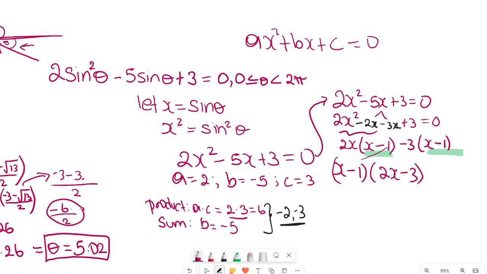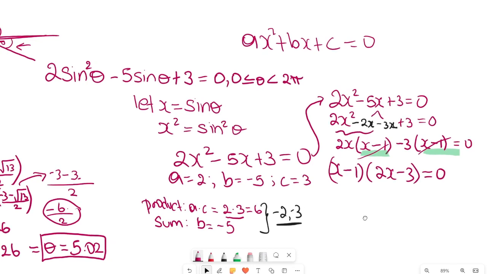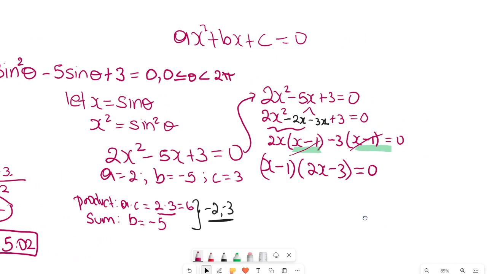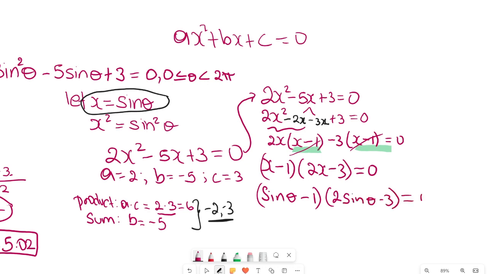If you pull those out, if you can kind of slash them out, something like that. And this is equal to 0. So now I have two expressions that are equal to 0, but I can plug back in because remember, what did we use as our substitution? We used this x. So let's plug that substitution back in. So this is going to be sine of theta minus 1 times 2 sine of theta minus 3, and we're saying that these are equal to 0.